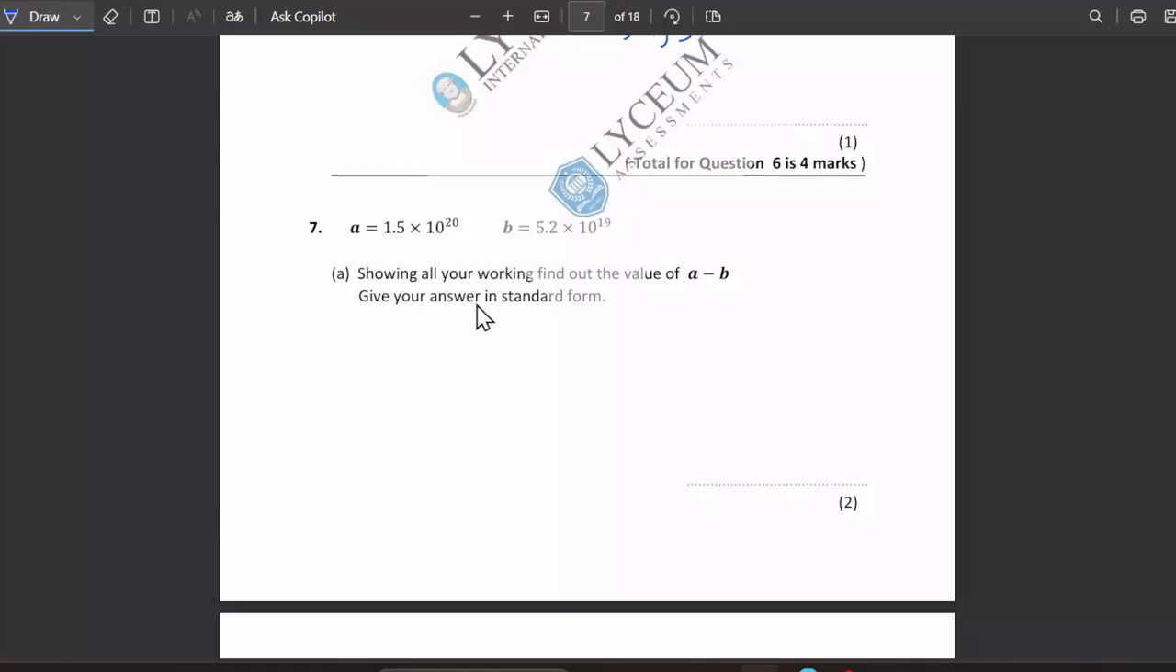Showing all your working, find out the value of a minus b. Okay. So a minus b, we can write it as 1.5 times 10 to the power 20 minus b, which is 5.2 times 10 to the power 19. Okay. Now we can take out 10 to the power 19. 10 to the power 19 taken out. We will get 15 minus 5.2. Okay. Now we can simplify.